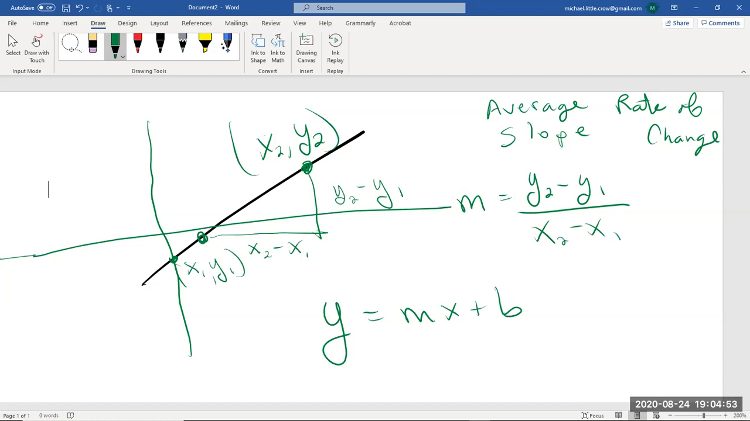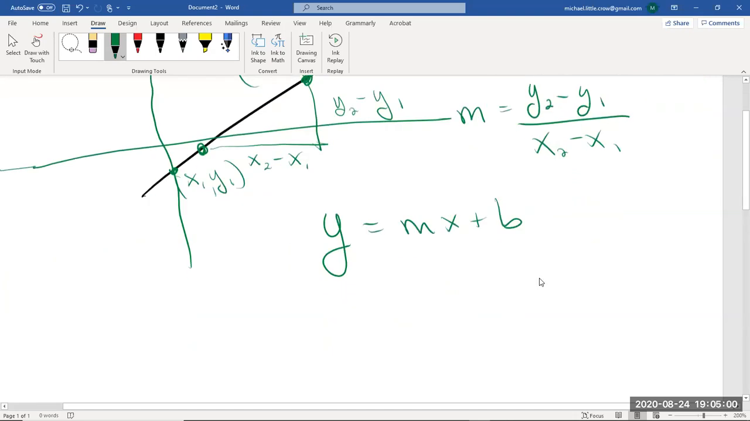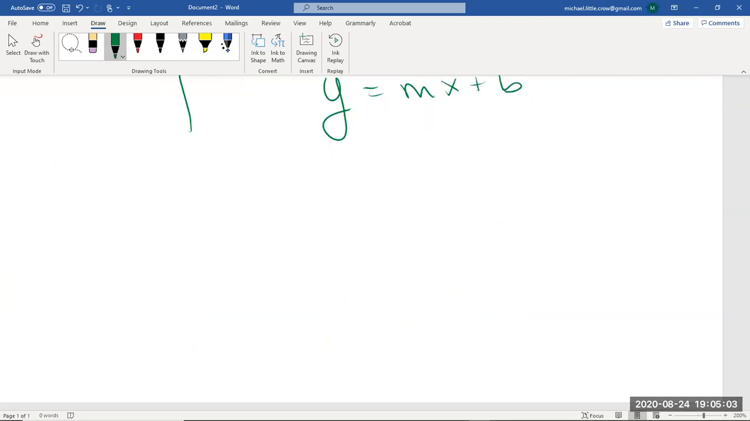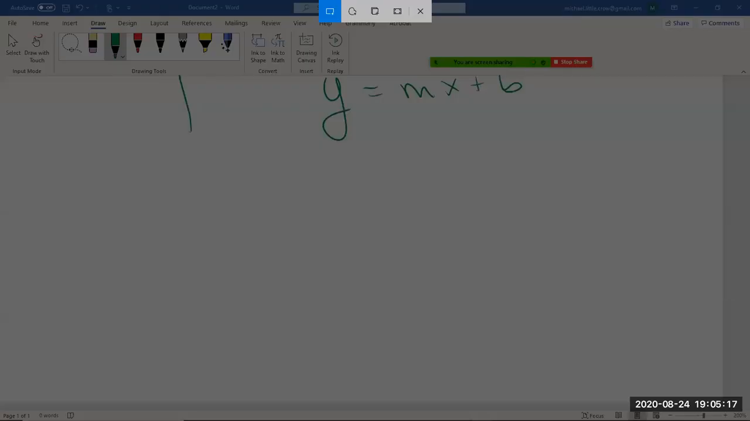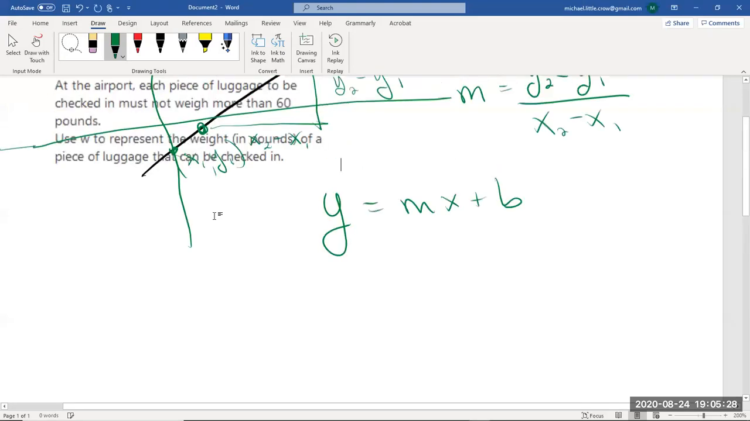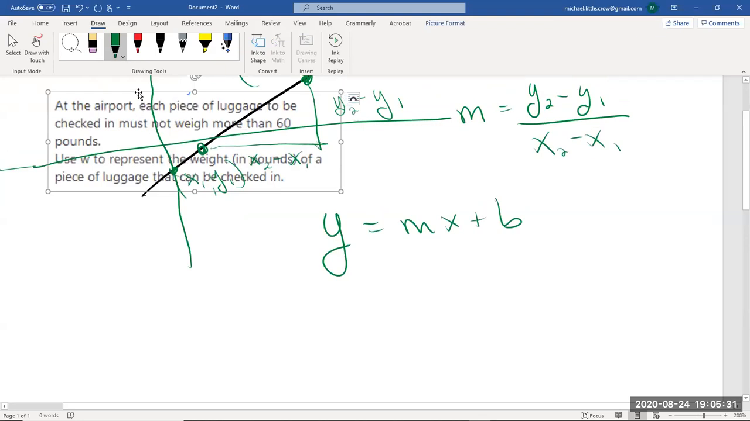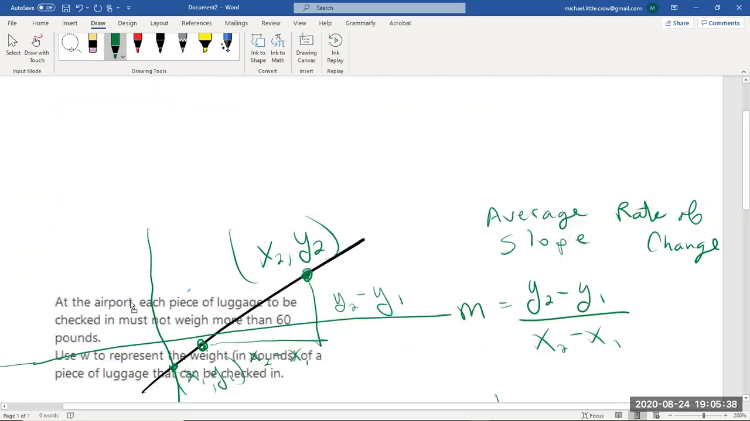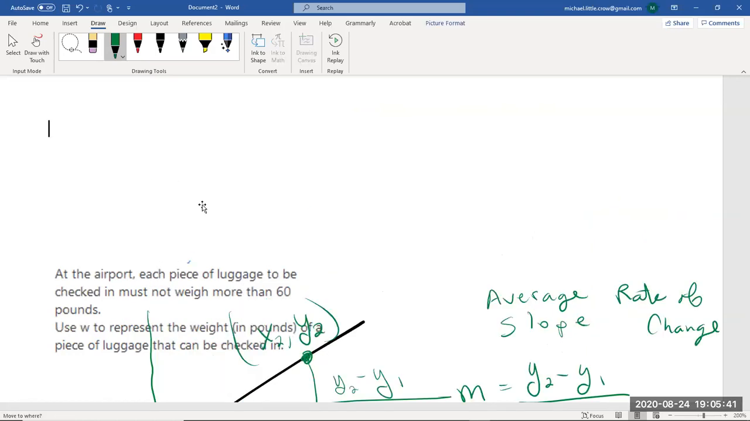Use W to represent the weight in pounds of a piece of luggage that can be checked in. Okay, so we got another question being thrown at us. This is good. Can you all see that question? Actually, let me do this so people can keep putting in the chat. I'm going to paste it in here. There it is. Let's move it up.